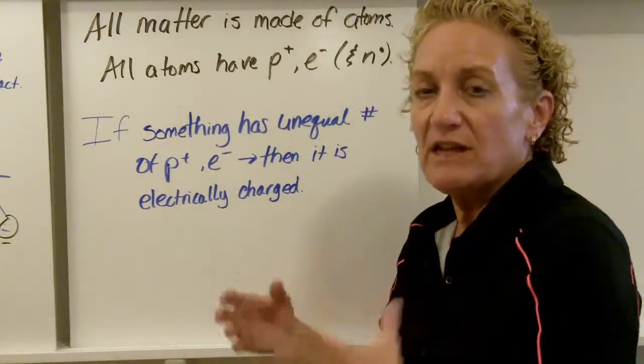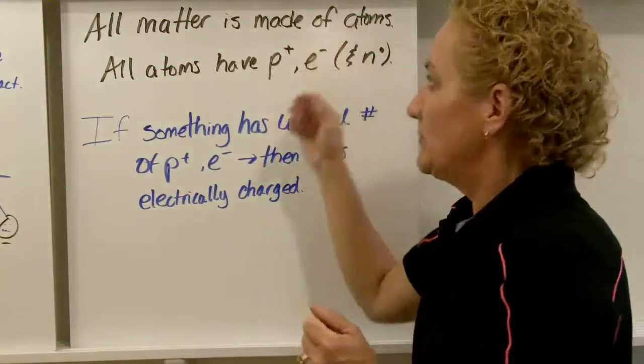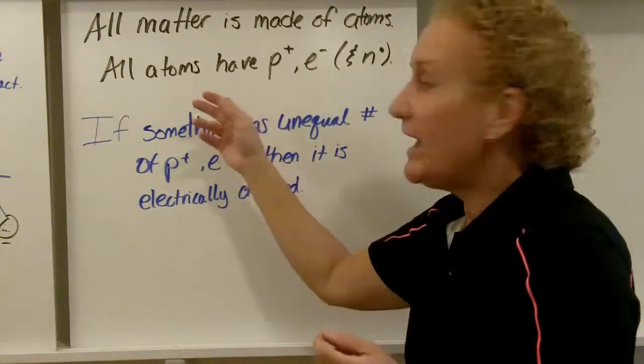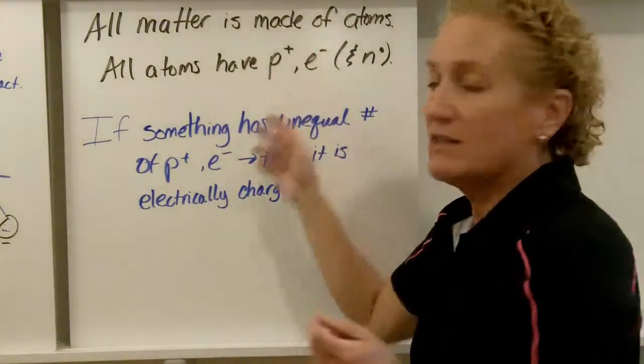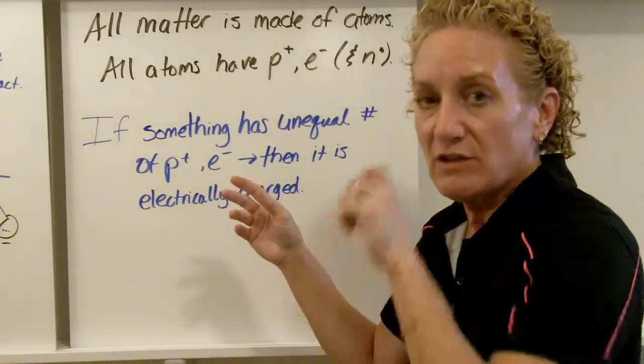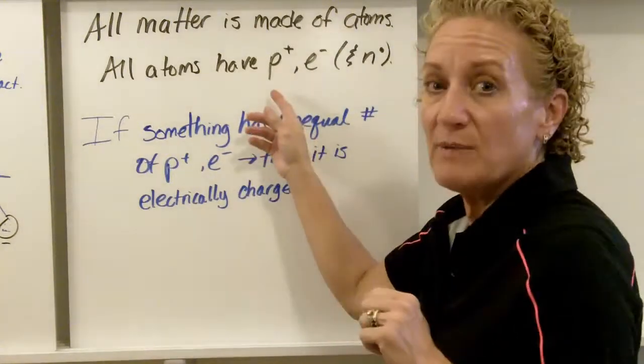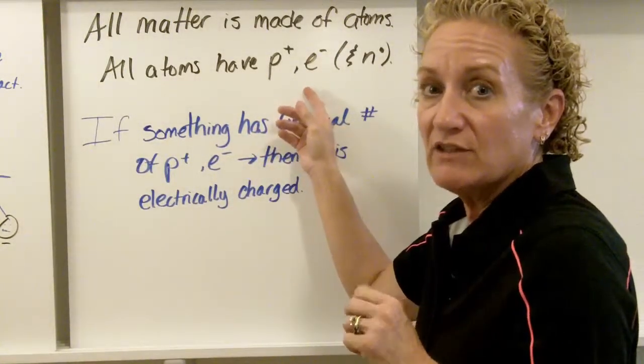So where does all this positive and negative stuff come from? Well, it comes from the fact that all matter is made up of atoms, which we've already studied, and all atoms are made up of protons and electrons. Most have neutrons also. We're not worried about the neutrons right now because they're electrically neutral, so we're going to refer to the protons and electrons. Protons, positively charged, electrons, negatively charged.